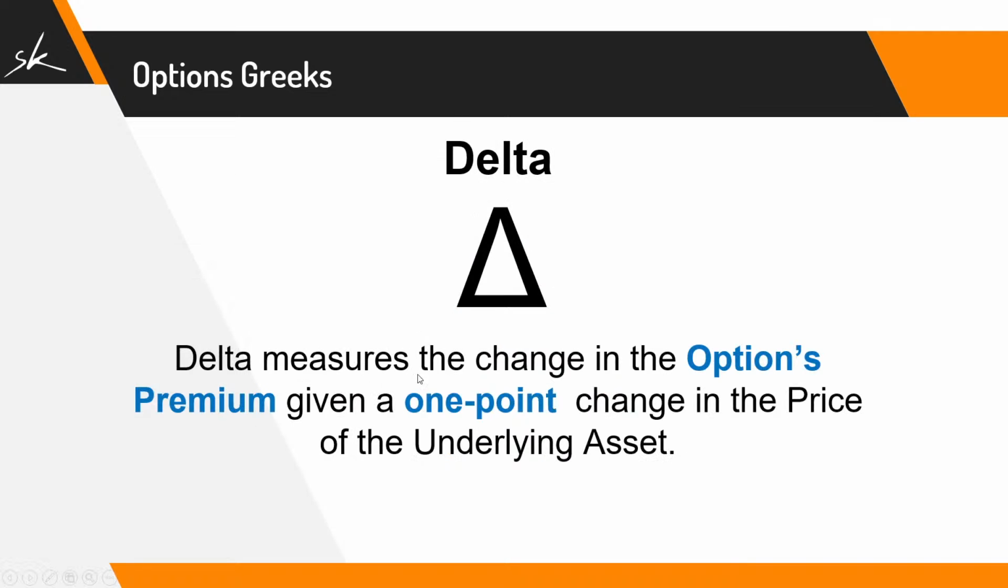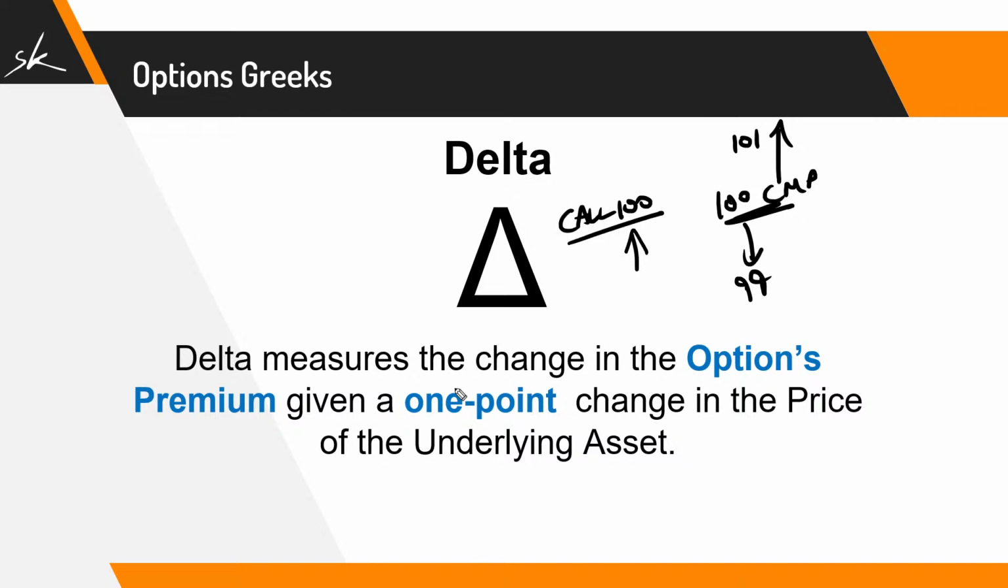Delta measures the change in the option's premium given a 1 point change in the price of the underlying. Let's say I buy an option contract, which is a call of 100 strike, when the current market price was also at 100. Now, if the current market price goes to 101, what is going to be the impact on that call option? And similarly, if the price goes to 99, what is going to be the impact on that call option? That is what delta measures.